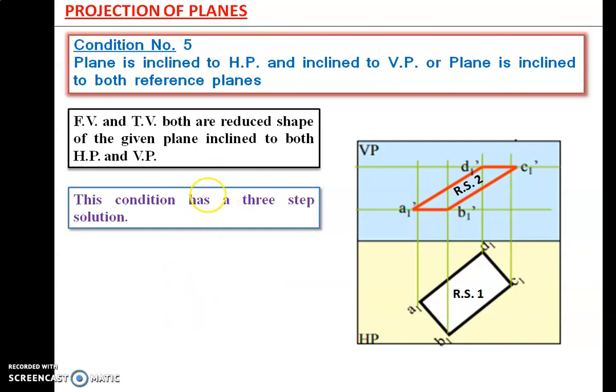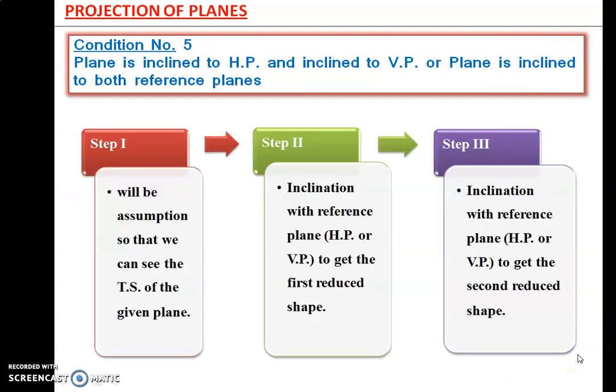So the first step will be assumption, the second step will be inclination, and the third step will again be inclination. In conditions 3 and 4 only one inclination was there. In condition 5, 2 inclinations are there. So the second step will be the step for inclination, and the third step will be the step for inclination. Okay, so let us now move to the next slide.